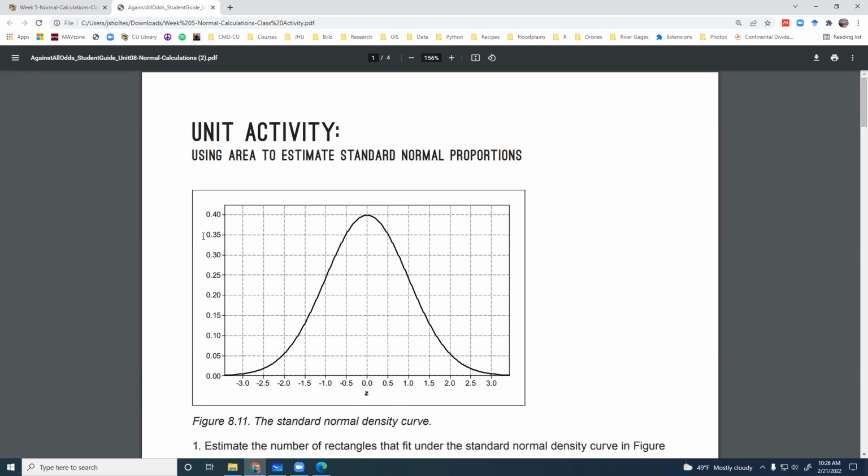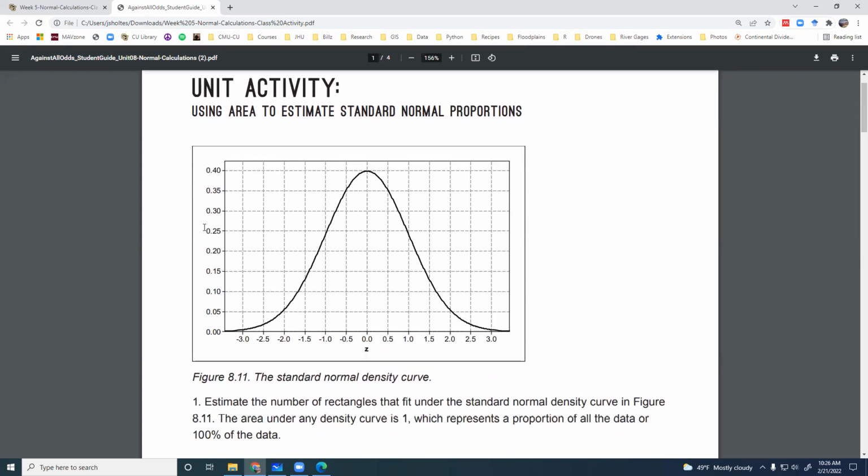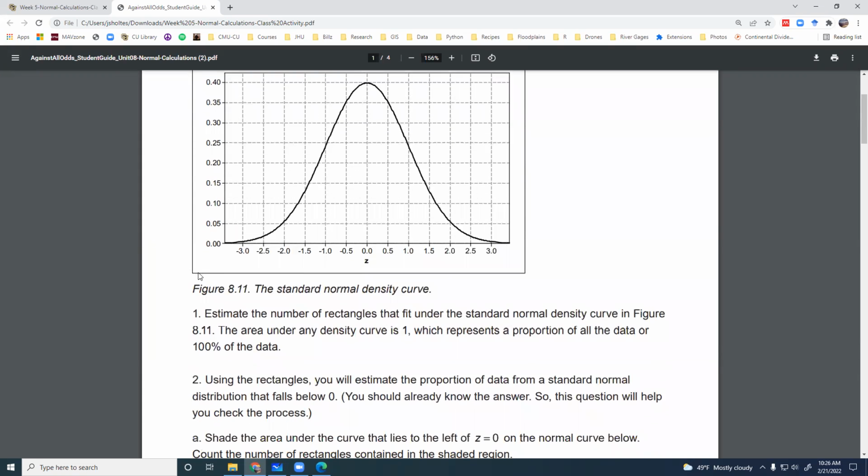They committed a faux pas. They did not label their y-axis. I'm very disappointed. Always label your axes. Come on.